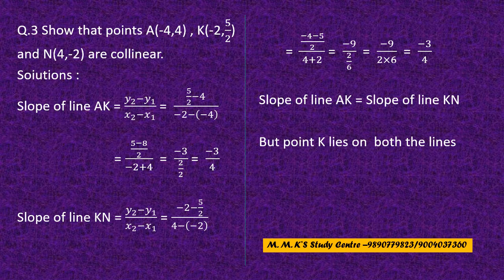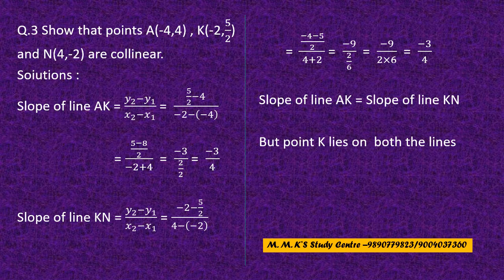How did you get minus 3 upon 4? Because 9 upon 12, both are present in the table of 3. So 3 3s are 9 and 3 4s are 12. In this way we are getting 3 upon 4.